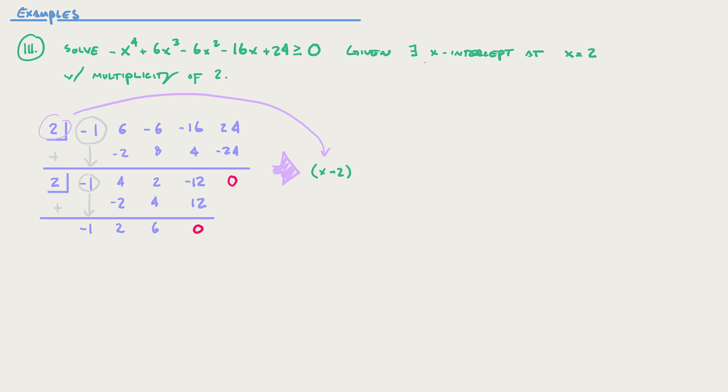And so this is what we get, right? We get x minus 2 as the first factor, x minus 2 as the second factor, so we might as well just consolidate those to make x minus 2 squared. And then we have -x squared plus 2x plus 6. And we're trying to figure out where that's greater than or equal to 0. You can't factor that traditionally, so you are going to have to use the quadratic formula.